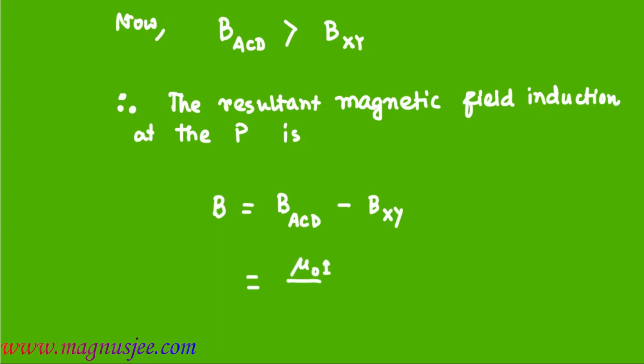Mu 0 I divided by 2R minus mu 0 by 4 pi 2I by R. Twice of current divided by perpendicular distance.